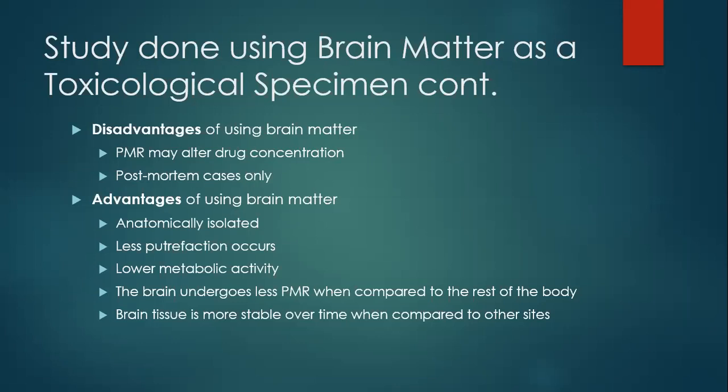And some advantages of using brain matter as a specimen are that it is anatomically isolated. The brain also has less putrefaction or decomposition that occurs within it, so you have a little bit of a longer window. This also has to do with the lower metabolic activity of the brain, which allows a longer window of detection for some drugs. And then the brain also undergoes less PMR, so the brain concentration is found to be a little more stable over time when compared to other sample sites.